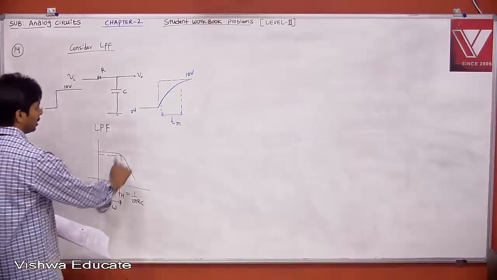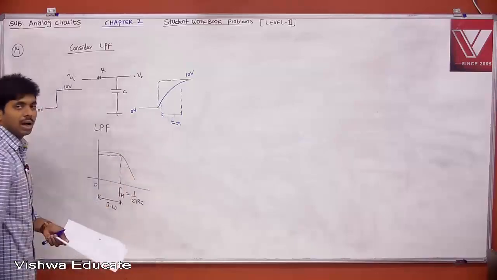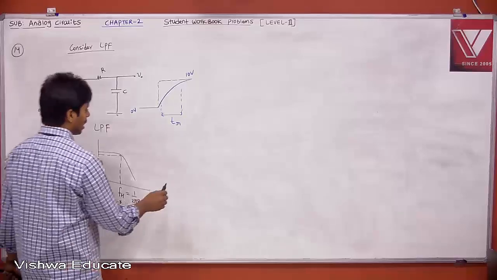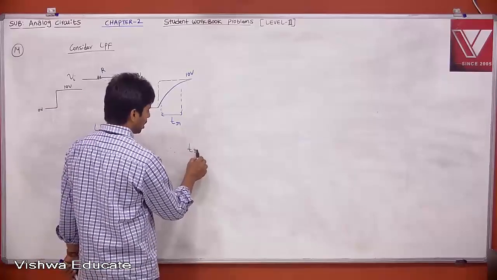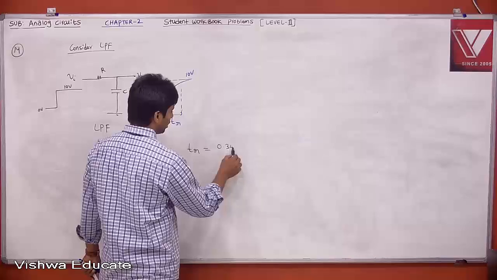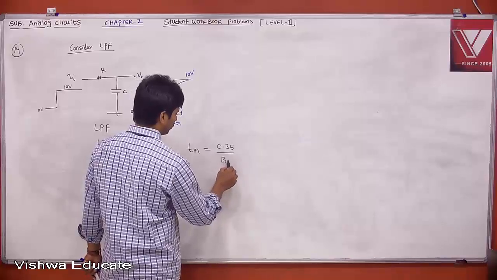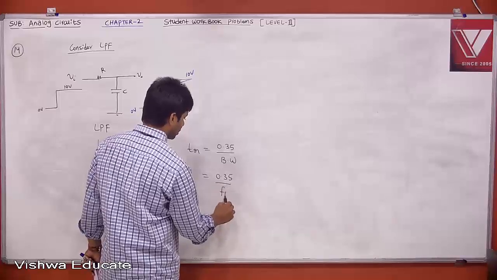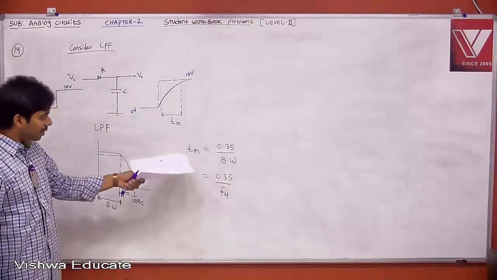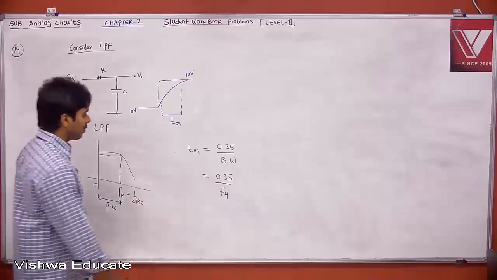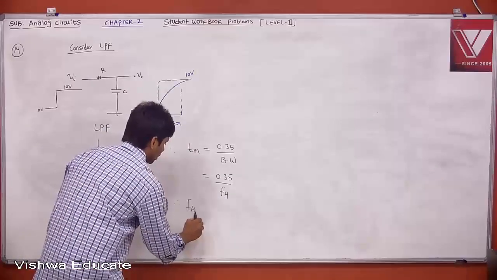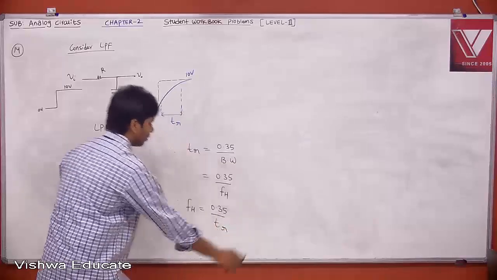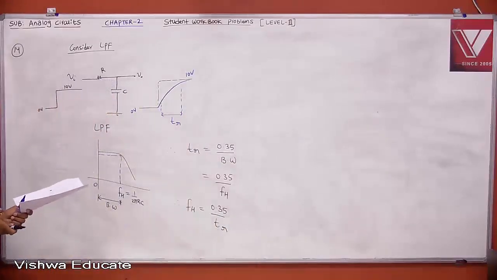And we know the relationship between rise time and higher cutoff frequency, or rise time and bandwidth. This is your transient analysis and this is your frequency analysis. Therefore, your rise time is equal to 0.35 divided by bandwidth, which is 0.35 divided by your higher cutoff frequency. If you know the rise time, then we can calculate FH. Therefore, FH will be 0.35 divided by rise time. That is what you get, right?